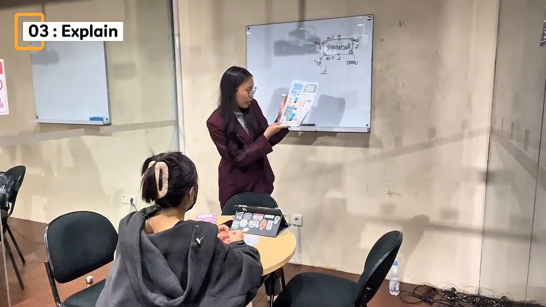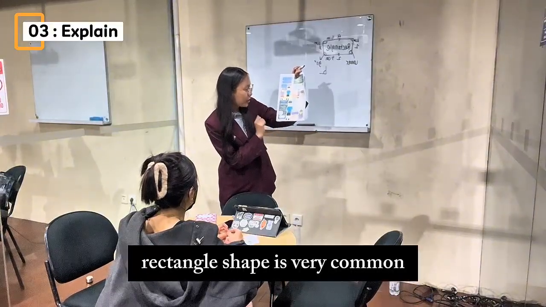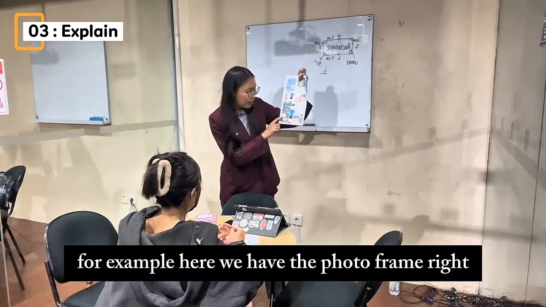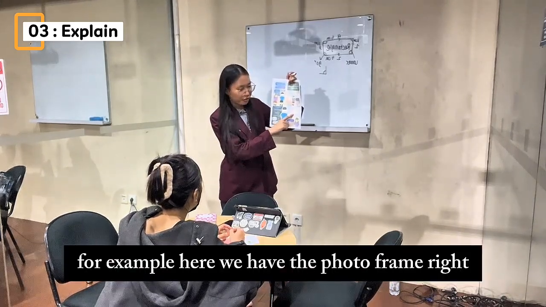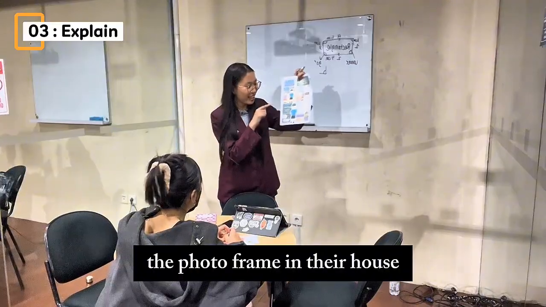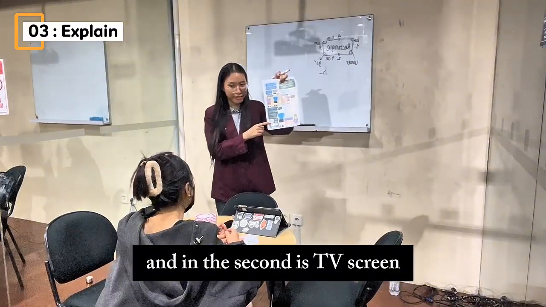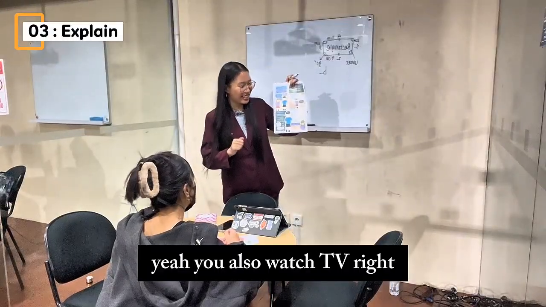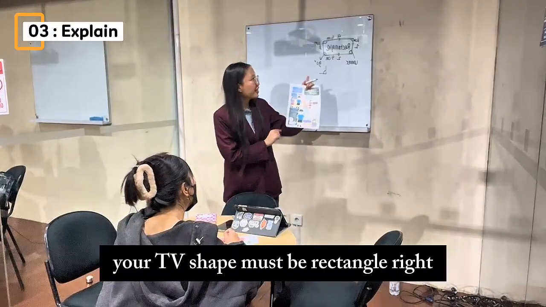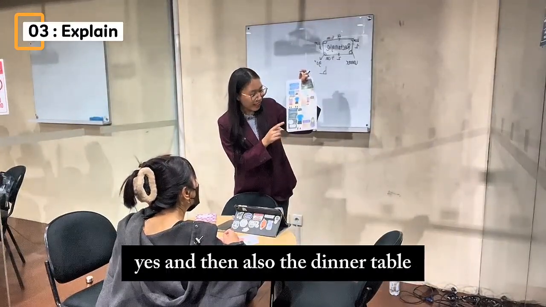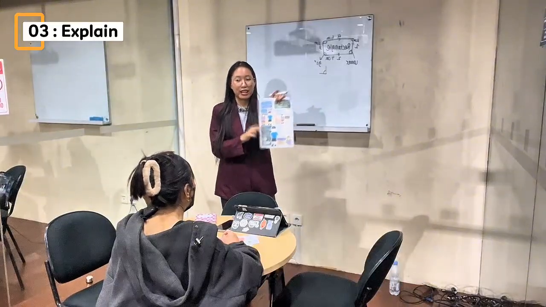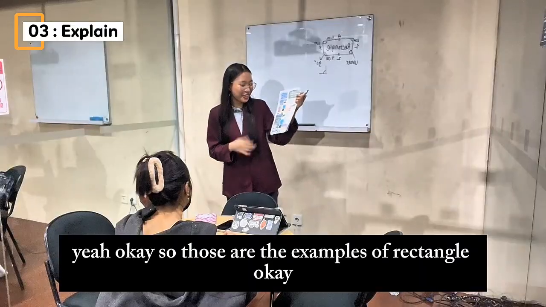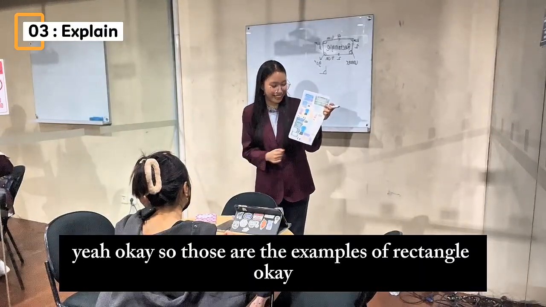Leo also mentioned that the rectangle shape is very common to be found in our daily lives. For example, here we have the photo frame, right? The photo frame in their house. And then the second is the TV screen. You guys, anyone here watching TV? Yeah, you also watch TV, right? Your TV shape must be a rectangle, right? Yes. And then also the dinner table. The dinner table usually is a rectangle, right? Okay. So those are the examples of rectangle.